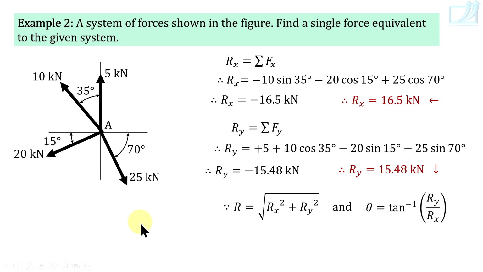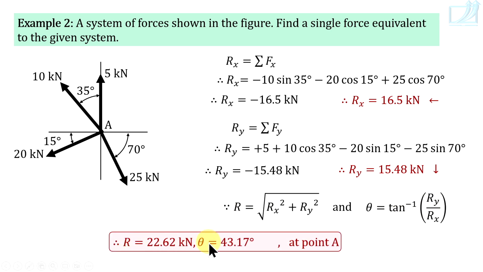So use these two formulae and get R and theta. Remember, when you use these two formulae, don't use direction of Rx and Ry here, use only magnitude. So this is how you will get resultant 22.62 kilonewton and theta as 43.17 degrees. Now combine these two directions. Rx is leftwards, Ry is downwards, so resultant direction is leftwards downwards. And don't forget to mention the point of application. Remember, your answer must be complete: magnitude, direction and point of application.